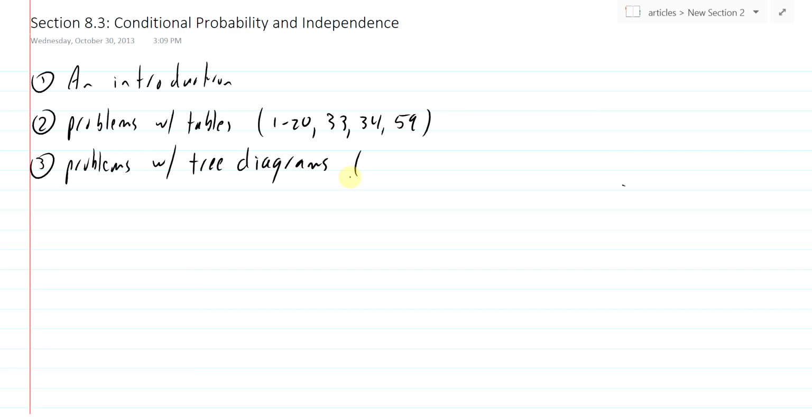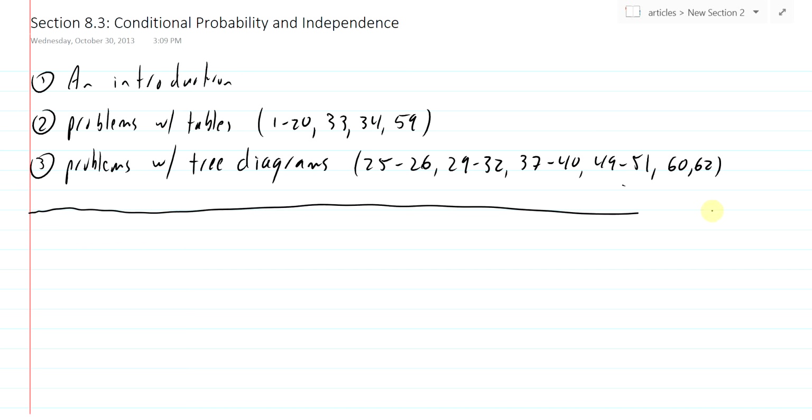And that's problems 25 and 26, 29 through 32, 37 through 40, 49 through 51, and 60 and 62. So really two types of problems here: the problems involving tables and the problems involving tree diagrams. And so part 1 is the introduction.